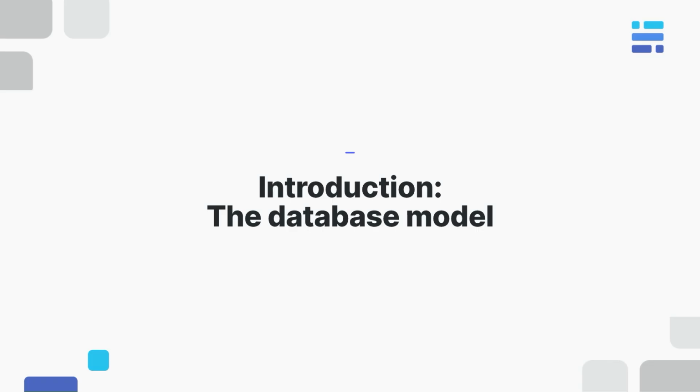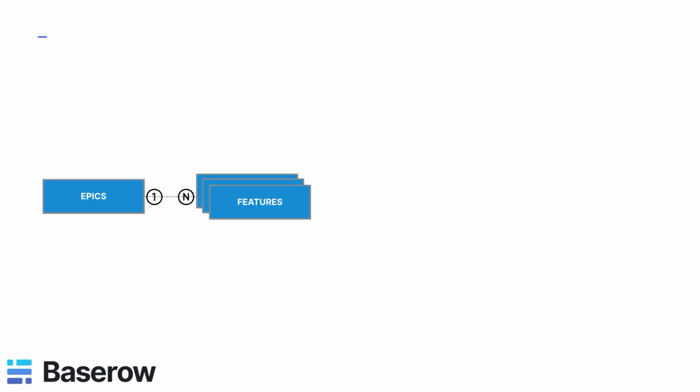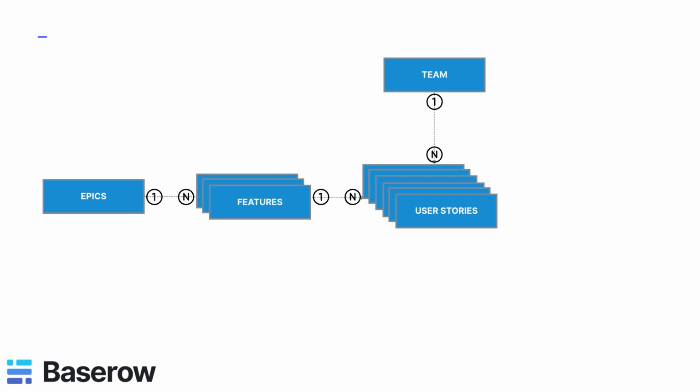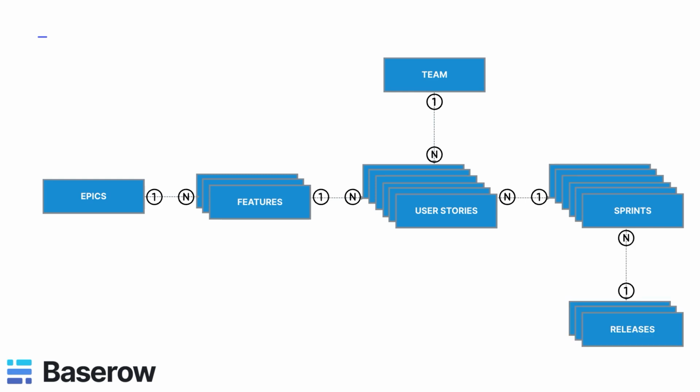This results in the following relational database model. One epic contains multiple features, one feature contains multiple user stories, one user story is implemented by one team member, but one team member implements multiple user stories. One user story is implemented in one sprint, but one sprint implements multiple stories. One sprint is bundled in one release, but one release contains multiple sprints.